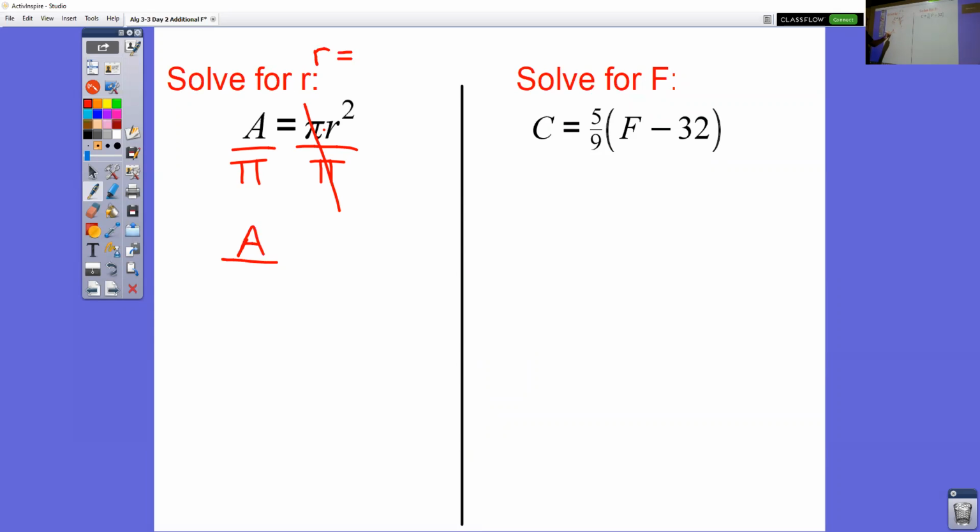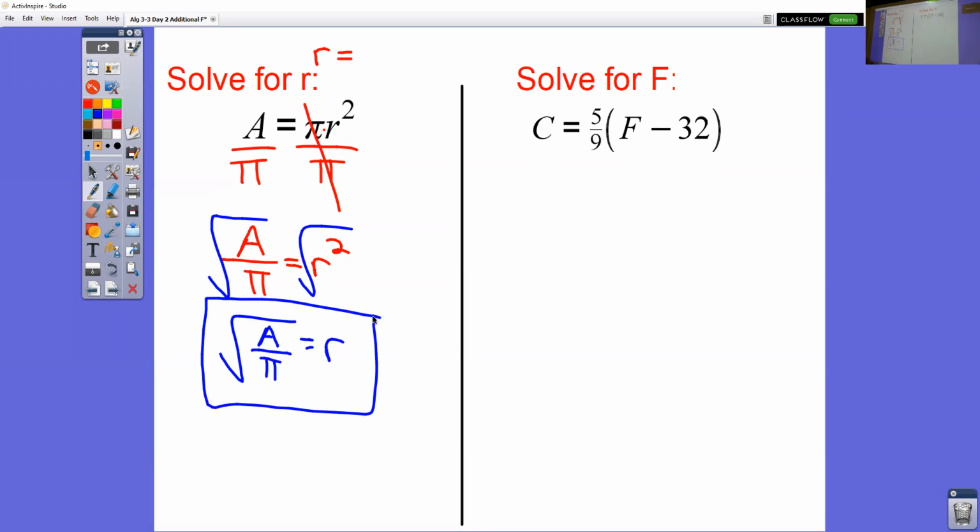So we have A divided by pi equals r squared. Now, like I said before, the opposite of squaring a number is to take the square root of a number. The square root of r squared is just r. So we take the square root, and the square root and the square cancel each other out, so we're just left with r. When you take the square root, you have to take the square root of the whole thing. So it becomes the square root of A divided by pi. It looks weird, but that's what the answer is.